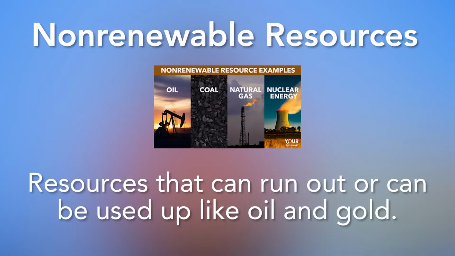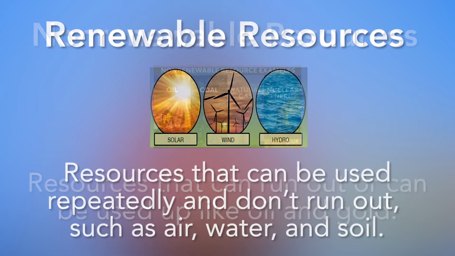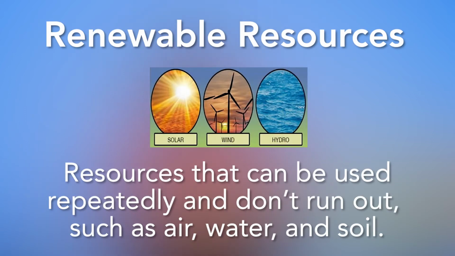Natural resources are broken into two groups: non-renewable and renewable resources. Non-renewable resources are resources that run out or can be used up, like oil and gold. Renewable resources can be used repeatedly and do not run out, such as air, water, and soil.